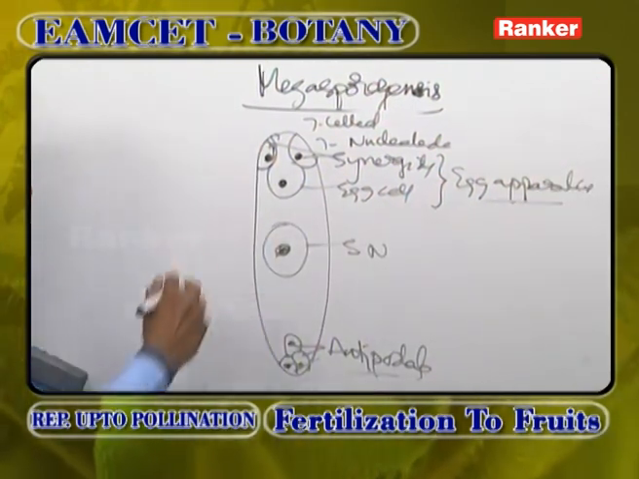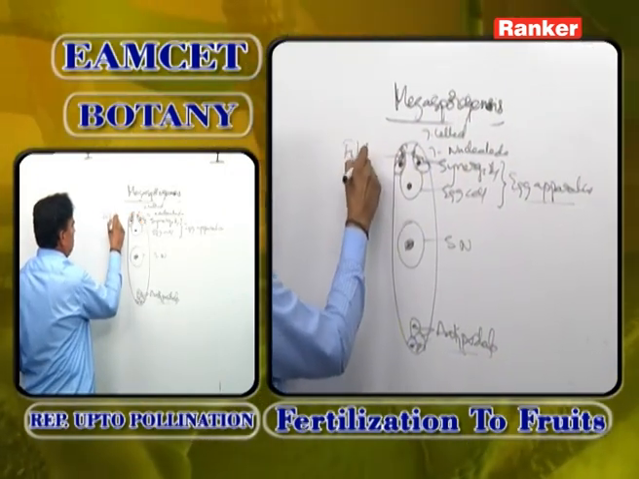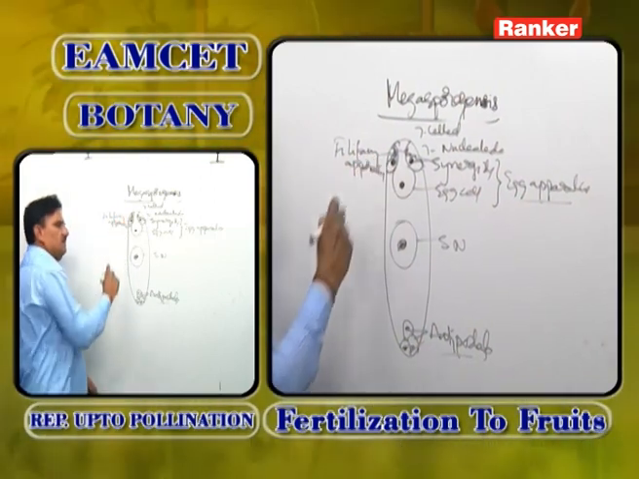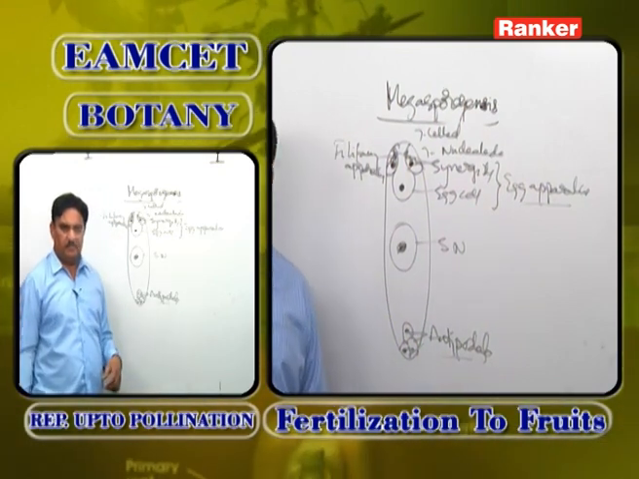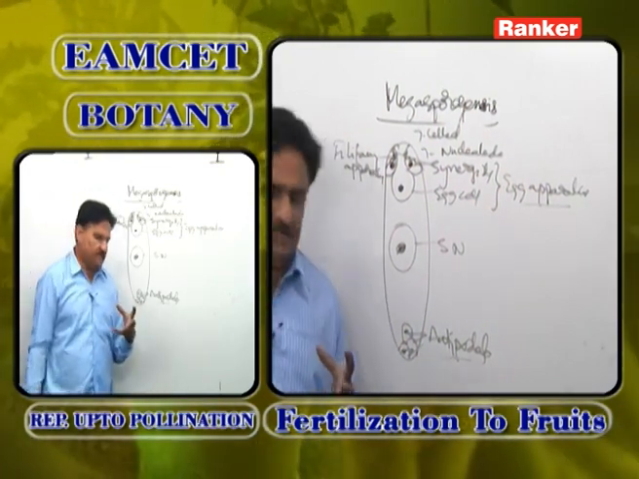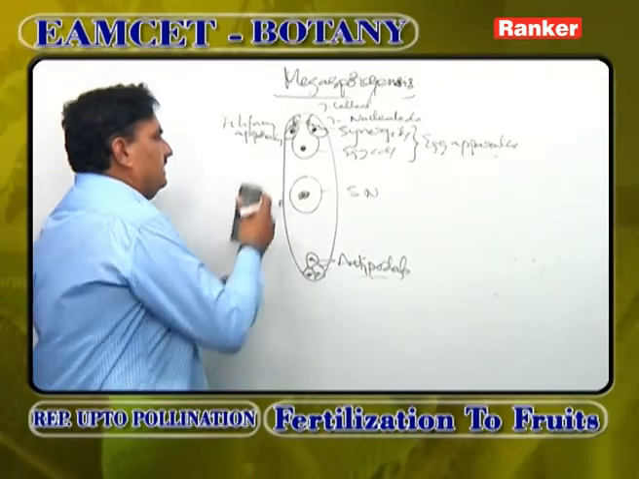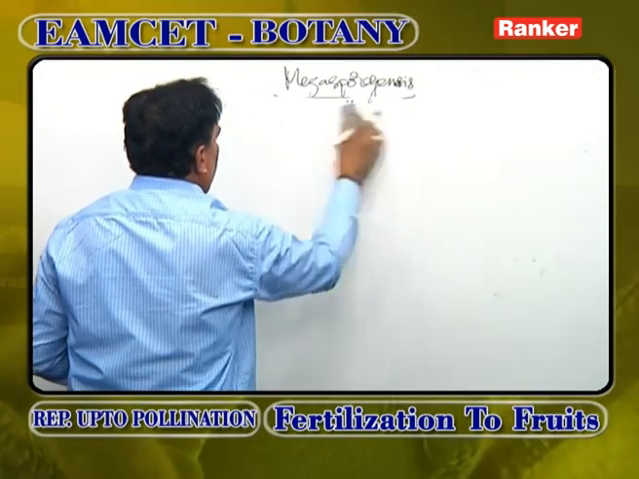Now, these two synergids contain special finger-shaped structures called the filiform apparatus. The filiform apparatus performs two functions. One is that it collects food from the nucellus and supplies it to the developing embryo sac, and it also secretes chemical substances which guide the movement of the pollen tube into the ovule. The egg cell is involved in syngamy and the secondary nucleus is involved in triple fusion.